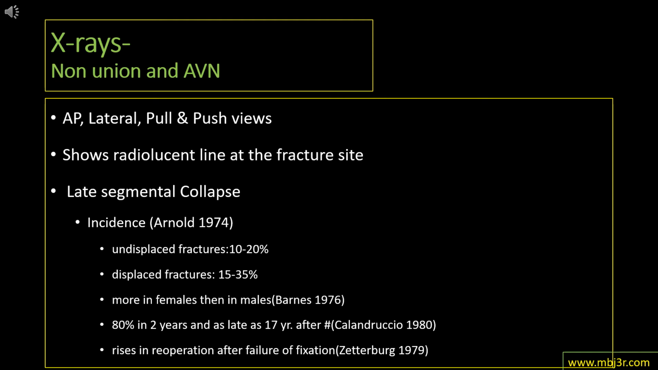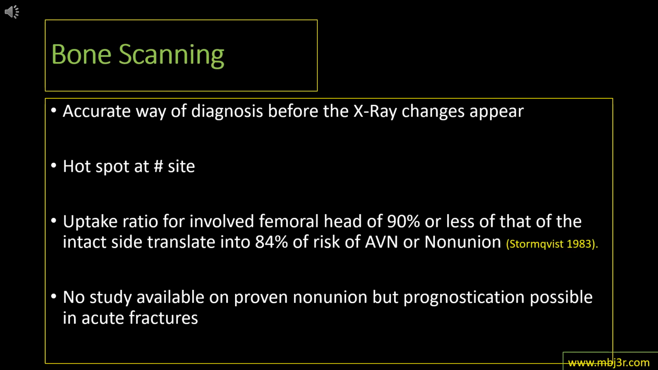Rises in reoperation after failure of fracture fixation. Incidence is more after second surgery. Bone scanning is an accurate way of diagnosis before the X-ray changes appear. You can identify a hot spot at the fracture site. An uptake ratio for the injured femoral head of 90% or less that of the intact side translates into an 80% risk of avascular necrosis or a non-union. No study is available on proven non-union, but prognostication is possible in acute fractures.